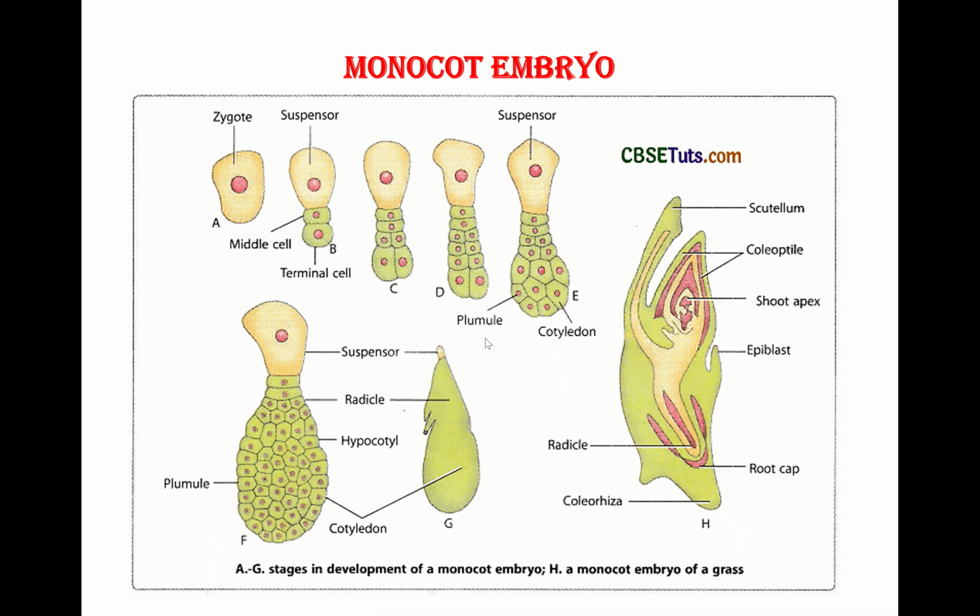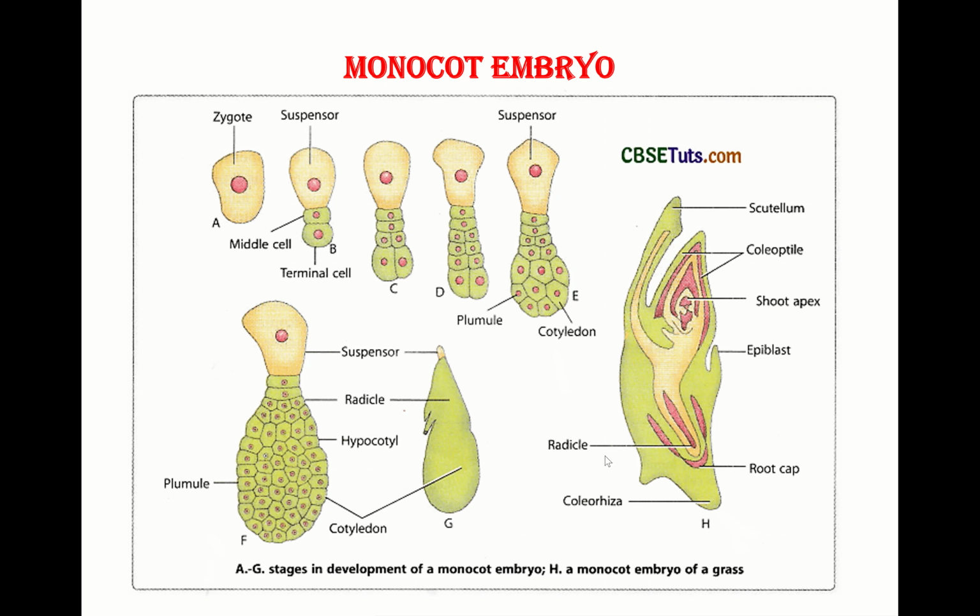So what is the function of the suspensor here? The main function of the suspensor is that it provides nutrients, specifically amino acids, to the developing embryo, and it also helps in positioning the embryo. It pushes the embryo towards the endosperm so that it can derive nutrition from the endosperm. And it also helps in anchorage. So these are the three important functions that you have to remember.